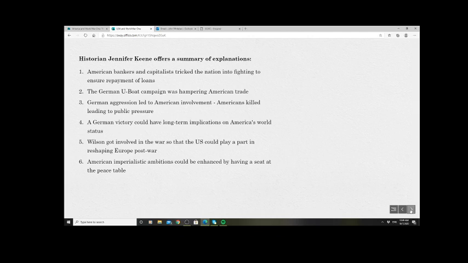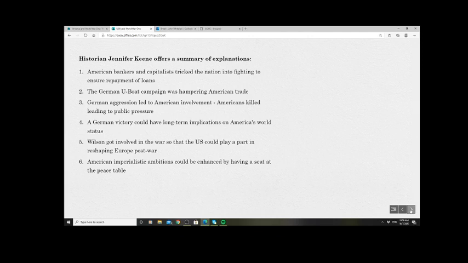The fourth one, a German victory could have long-term implications on America's world status. Now that is true. If Germany wins the war, and Britain is no longer a friendly power in Europe for the Americans, could America lose some of its status and some of its power in Europe? And so I can see why that would be a logical reason, but Wilson doesn't state this. He doesn't say we are going to war so we can control what goes on within Europe. Although you might say, why would he say that? You want to give these noble ideas like democracy as a reason for war. If you've got slightly more self-interested reasons, you're not going to say them in public. We'll see that as we look at a number of wars in the 20th century for the United States.